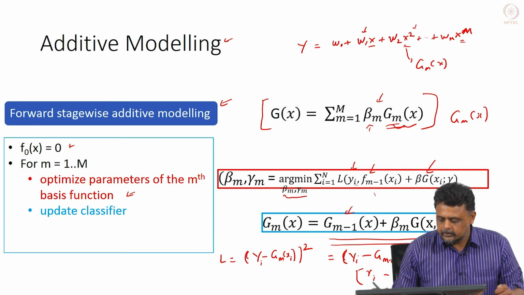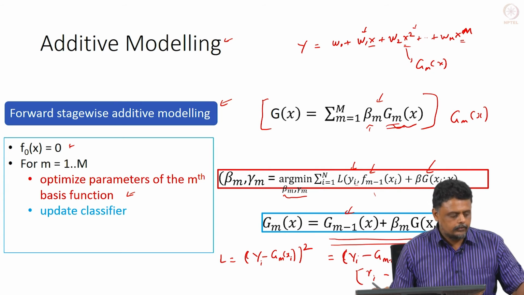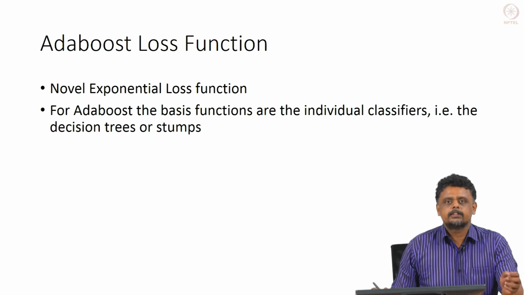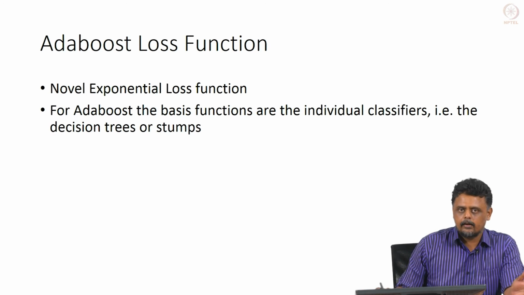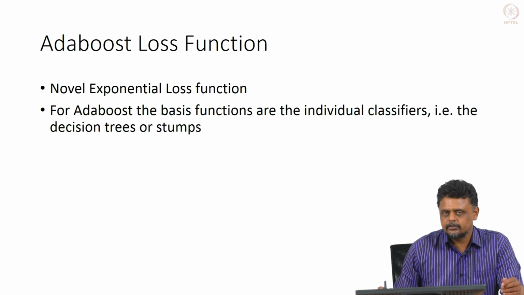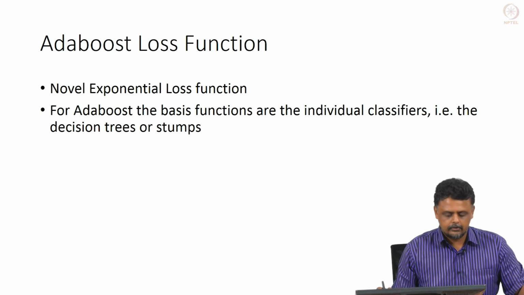Now, instead of a least squares cost function, if you use an exponential cost function, what you end up getting is AdaBoost. That is what we will see now. The AdaBoost loss function, or the algorithm that we saw for AdaBoost, comes from using an exponential loss function, and the basis functions or the weak learners or the individual classifiers, these can be decision trees or stumps.